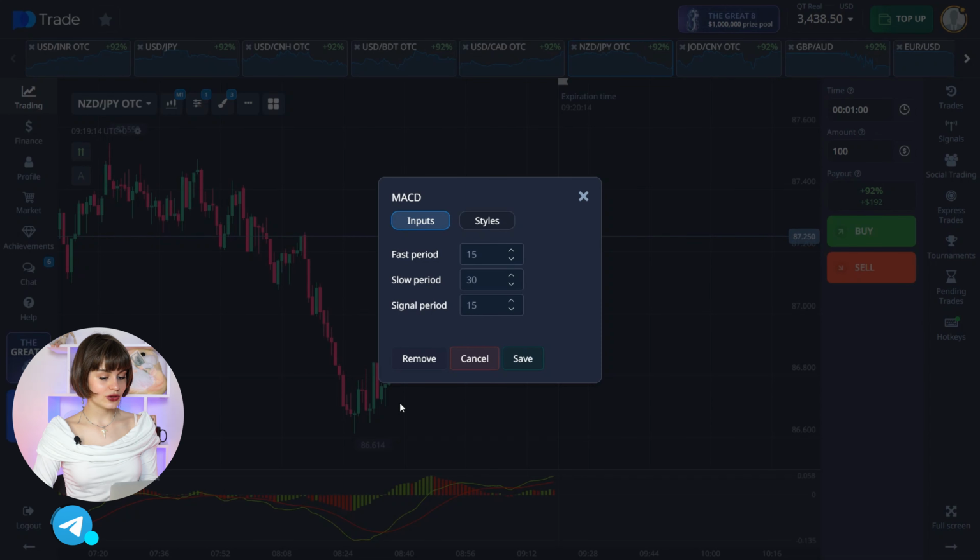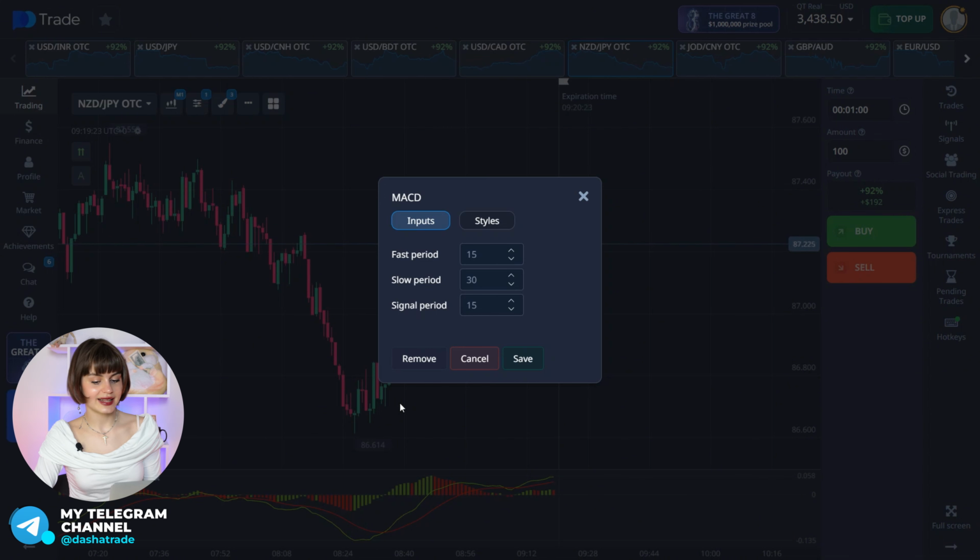And as you've already understood, the video is dedicated to the MACD indicator today, and here are the settings that you should set in order to repeat the strategy using this indicator and get your profit on it. So guys, please copy the settings and let's get started.